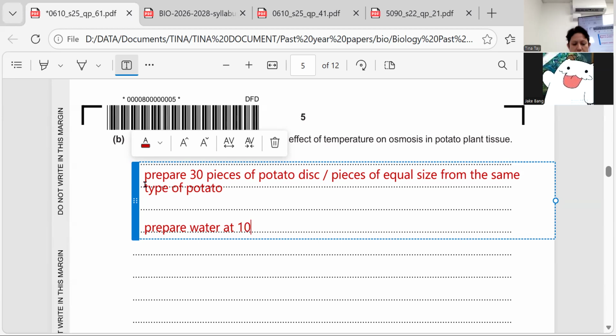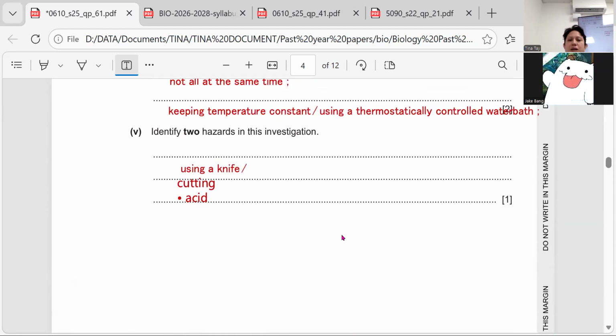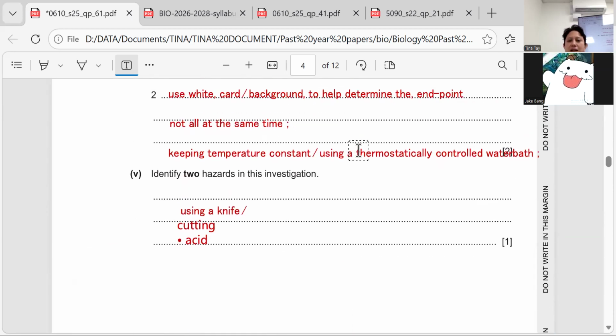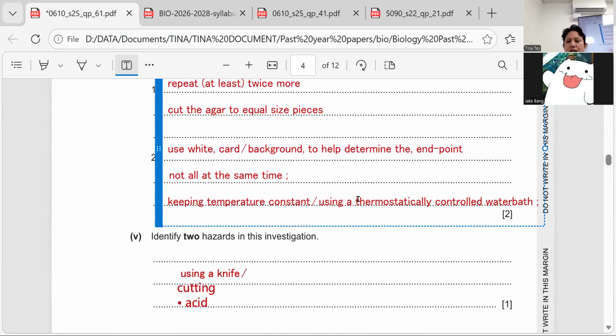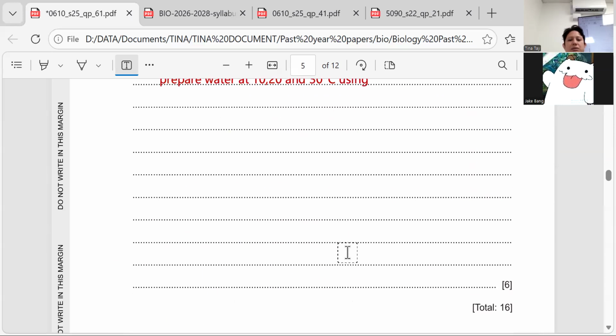So 10, 20, and 30 degrees Celsius. Using, what can you use? What if your water bath is difficult? What is that thing that you can use? A thermostatically controlled water bath. Make your life easier, okay?